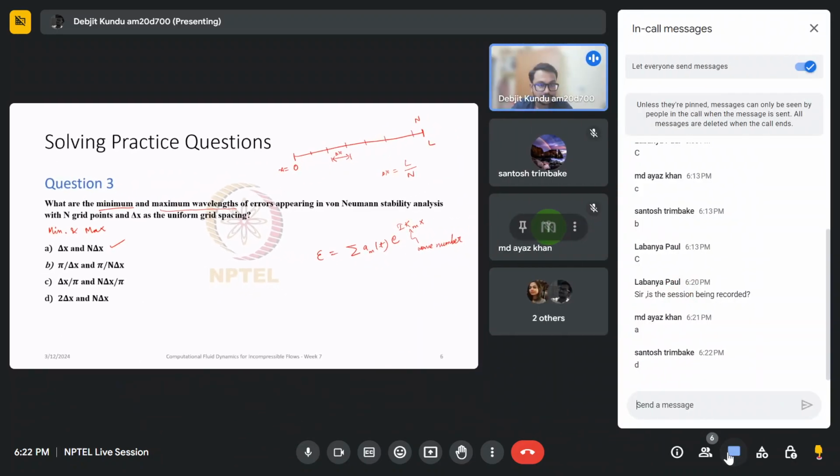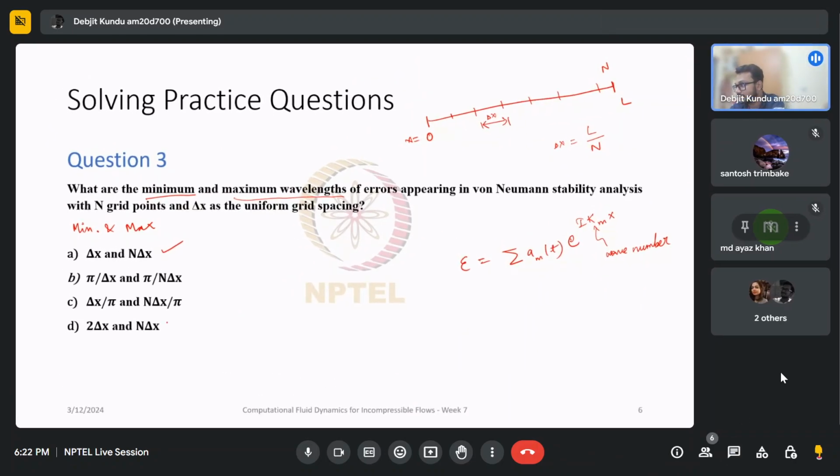Okay, any more responses? What are the responses in favor of option D, 2 delta x and n delta x? If we take a look at this domain which we drew over here, with uniform spacing delta x, we can see that the minimum wave that can form is something like this between two grid points only, basically using three grid points with the spacing as 2 delta x. So delta x here and delta x there, so the total distance is 2 delta x. This is the minimum wavelength possible because it can't be shorter than that. If there is any wave between only two grid points, we can't really resolve that, right? Because it has to go through a maxima and a minima, a crest and a trough, so to say.